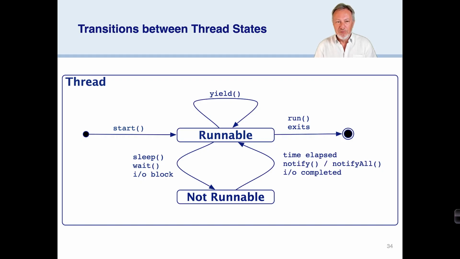Let's go back to the state machine that we use to describe the possible states of threads in Java. Recall, we create a new thread. It doesn't become runnable until we start it. Once it's runnable, it can yield and stay in a runnable state, or it can sleep, wait, or do an I/O block to become not runnable, or wake up from the state when the time has elapsed, a notify is received, or the I/O is unblocked. And then finally, when the run method ends by itself or exits for some reason or returns, then we reach the final state. So there are 4 states of interest.